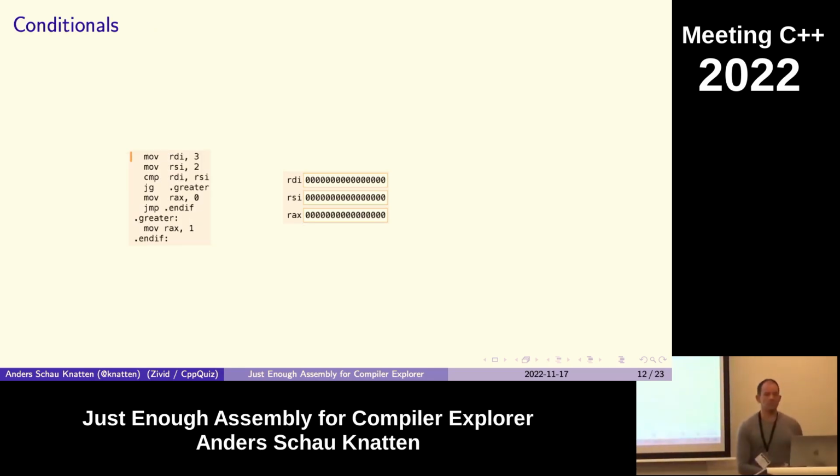Right, conditionals. Let's start with an if. We want to implement an if that compares 2 numbers, and if the first number is greater than the second number, we want to store true. Okay. Very interesting program, but let's just get some values into some registers. We put 3 into RDI, 2 into RSI, and now we want to check, is RDI bigger than RSI?